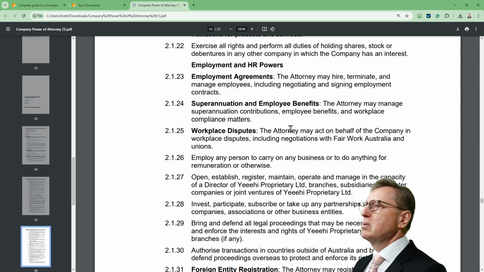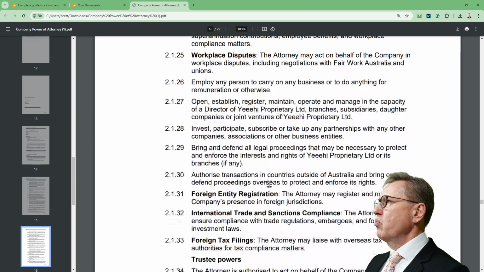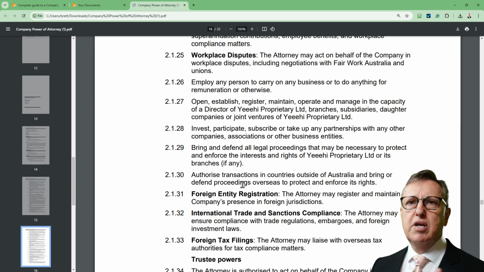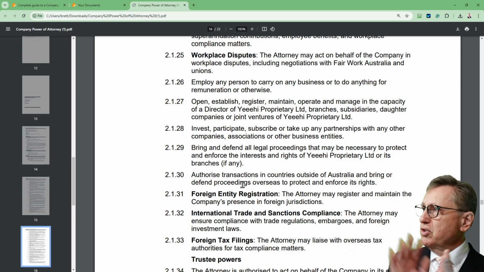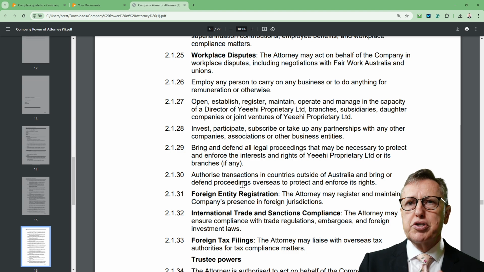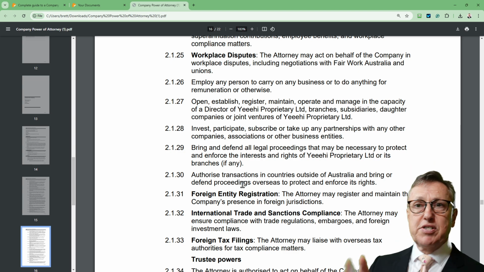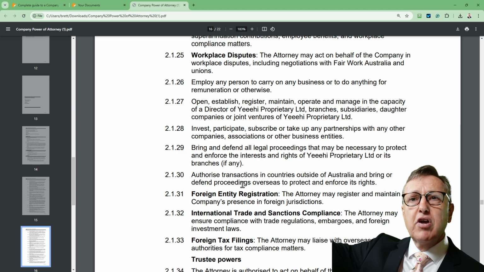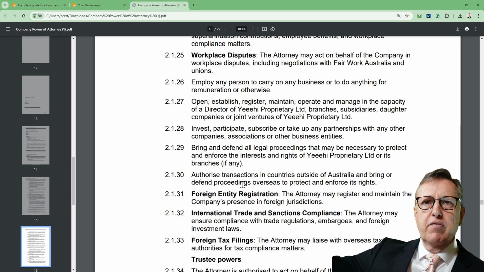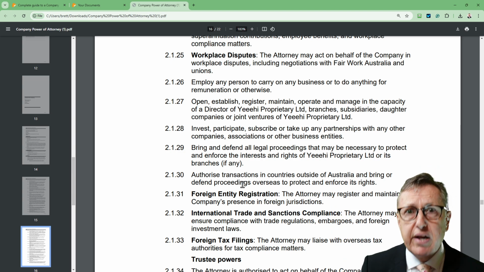Power to employ people, deal with workplace foreign entity registrations. Now, the company power of attorney, as you'll see over and over again, states that it works outside of Australia. So we're saying that in the power of attorney, but if you have a look at the covering letter, it says it may or may not work overseas. We don't know. We're an Australian law firm.